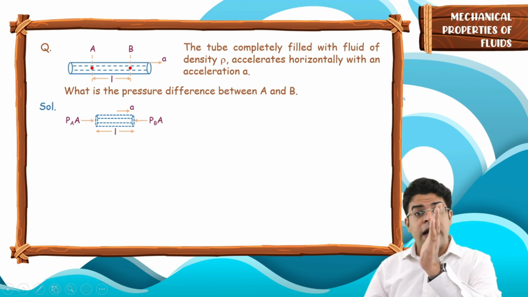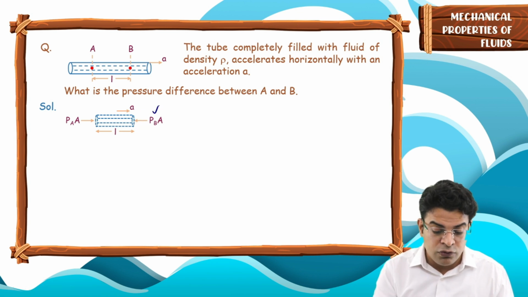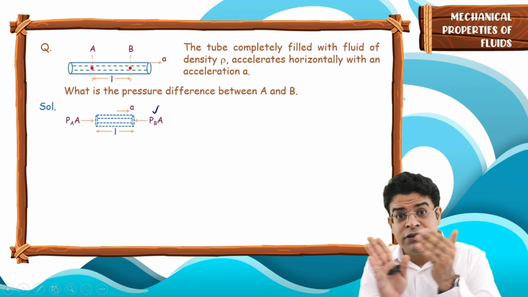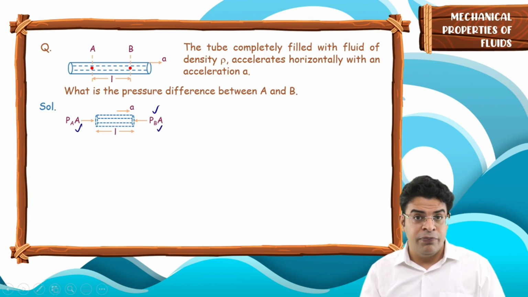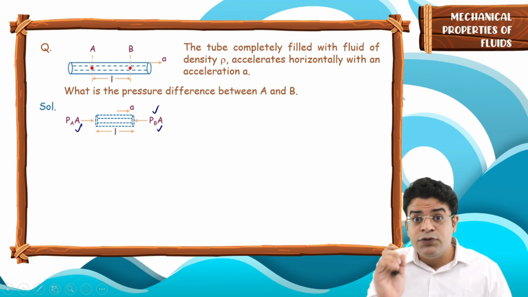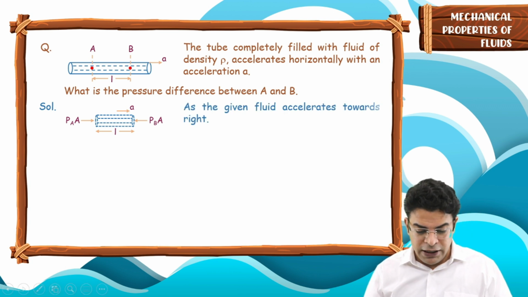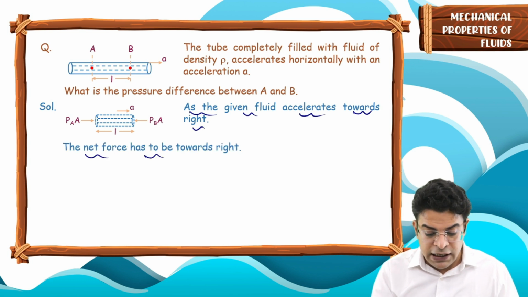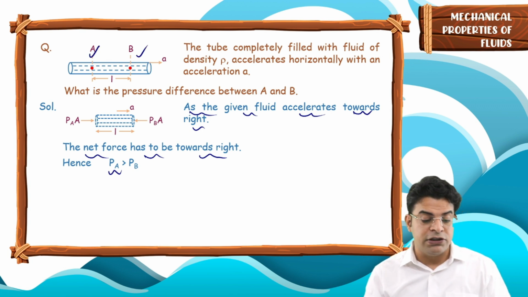Because of the fluid on the right of B, the molecules will come, collide and bounce back. So these molecules will apply a force towards the left. Since this part of fluid accelerates towards right, there has to be a net force on it towards right. So you will say PA A minus PB A has to be the net force towards right, and this force has to be equal to the mass of this fluid element into its acceleration. So we can say the pressure at A has to be more than the pressure at B.